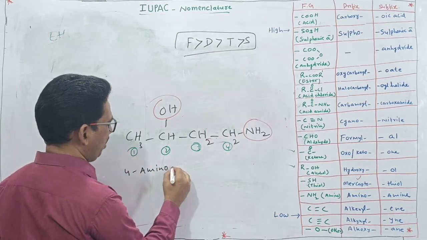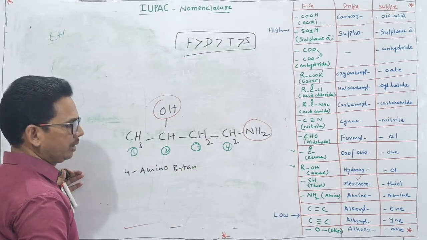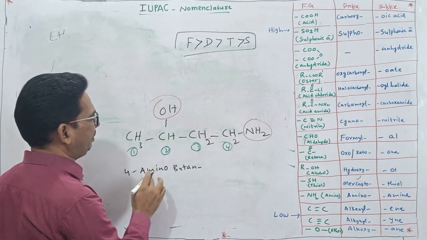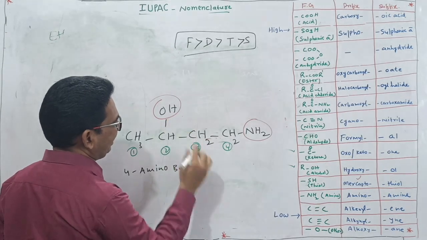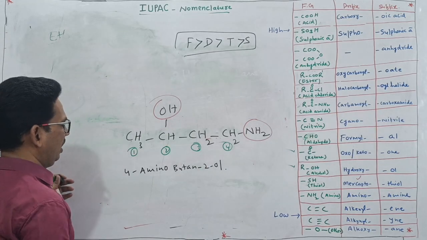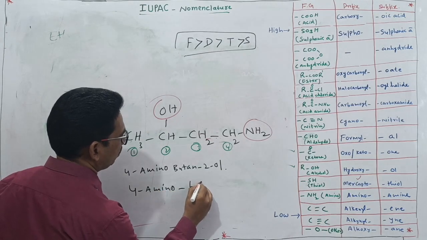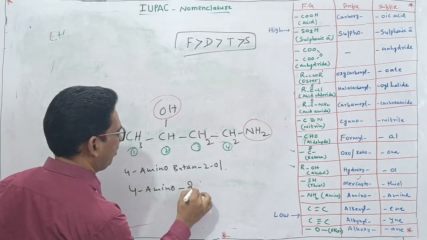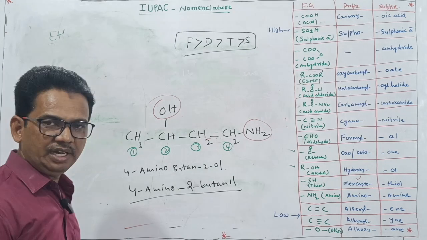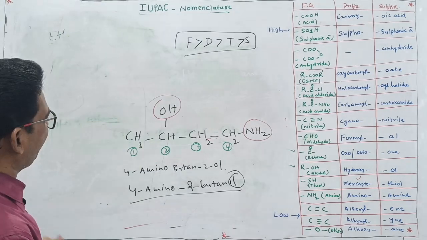Then how many carbons does it have? 4 carbons. Butane. Then which position is the hydroxy group in? 2nd position. This one we write as the suffix, 2-ol. 4-aminobutan-2-ol. Or you can write it like this also, 4-amino-2-butanol. Understand? All -ol. Okay. But the another example we did at that time.